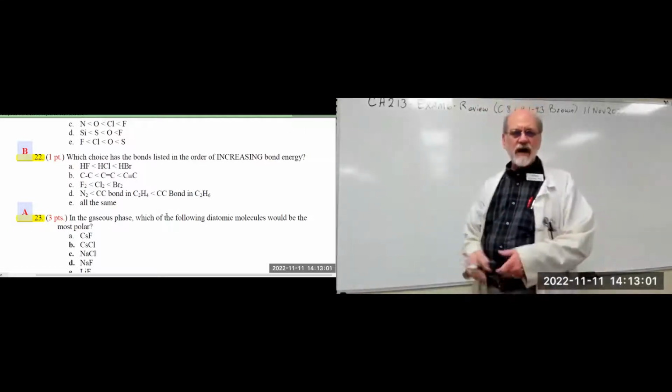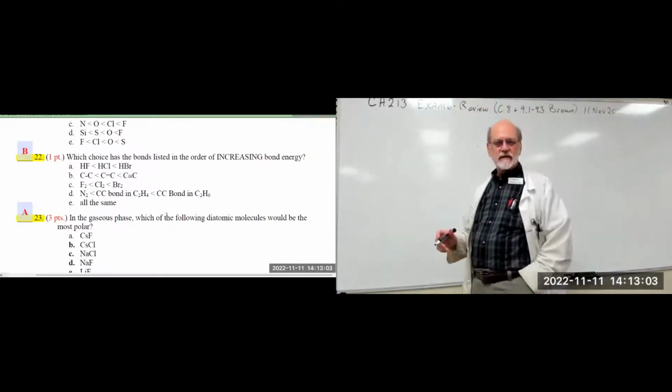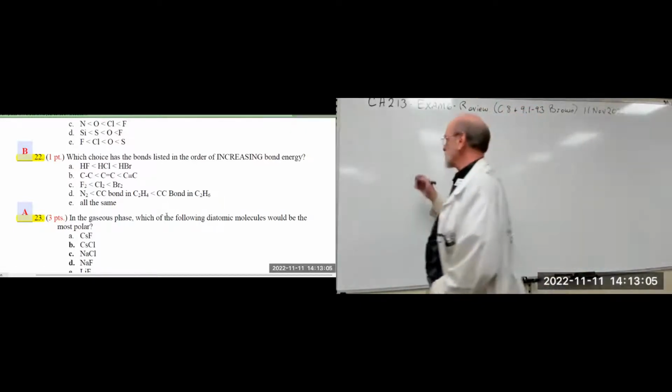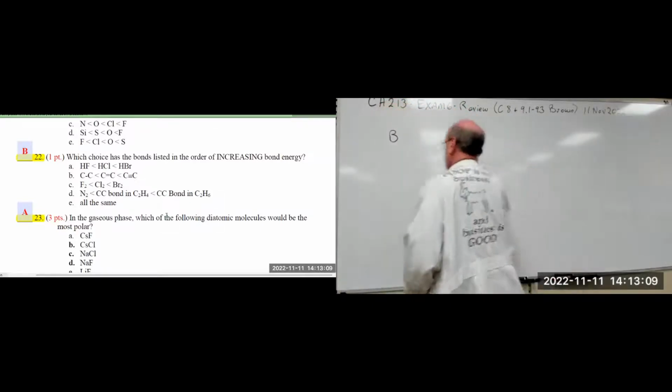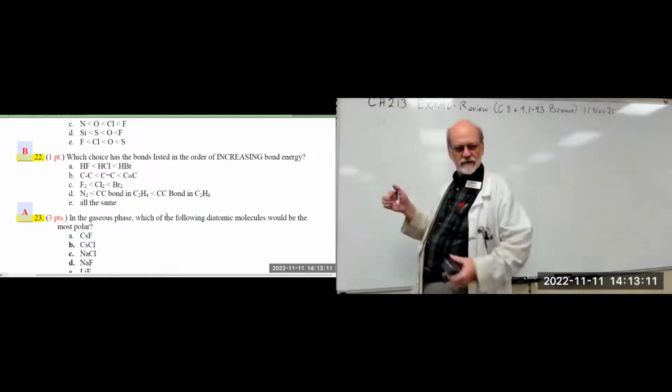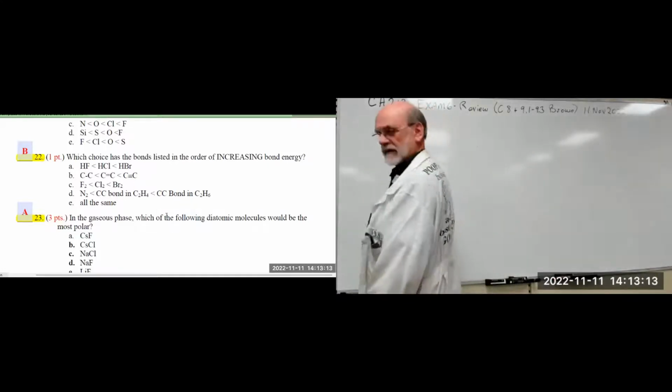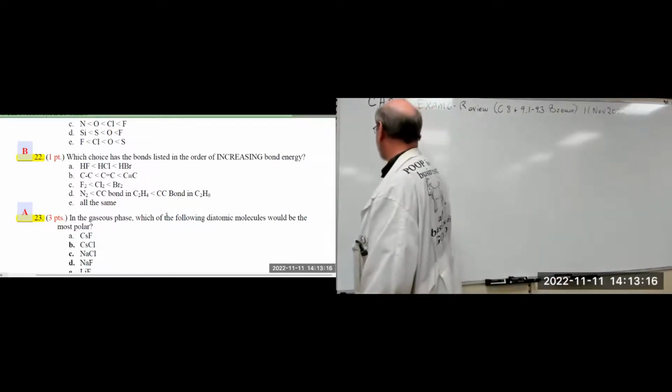22. Which choice has the bonds listed in increasing order of increasing bond energy? Don't write the answer down. Write the number down. 22.